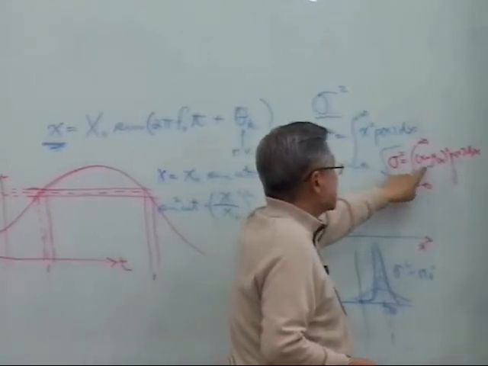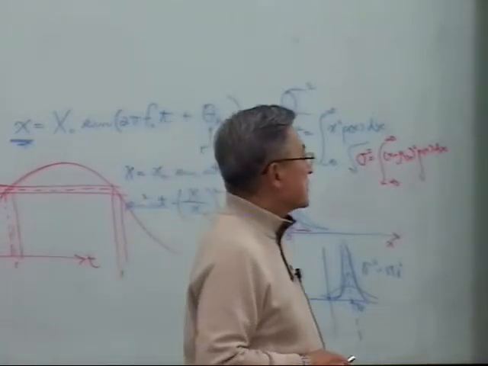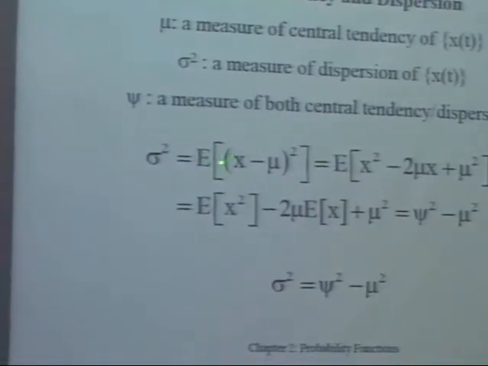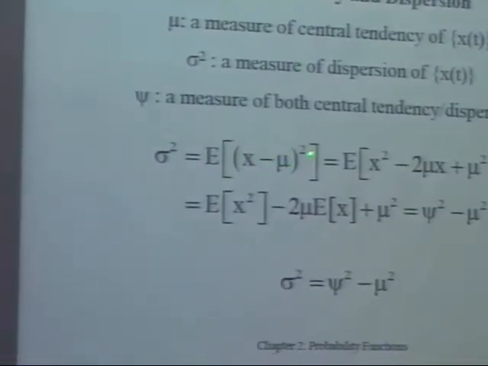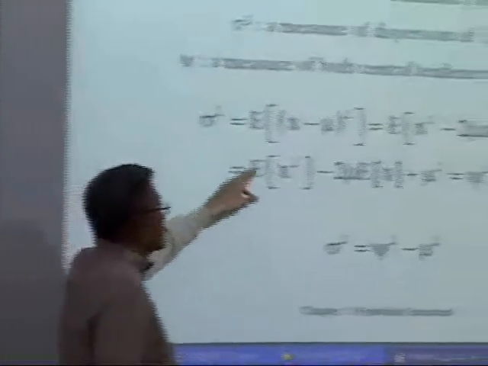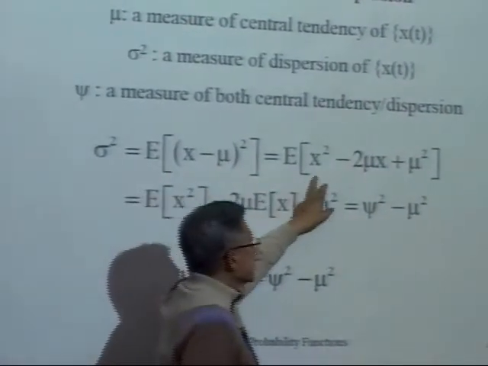Variance is like this. And sigma square, the variance, is the expected value of (x minus mu) square, right? Say yes. It's algebraic manipulation. Just open this parenthesis, and you have this.